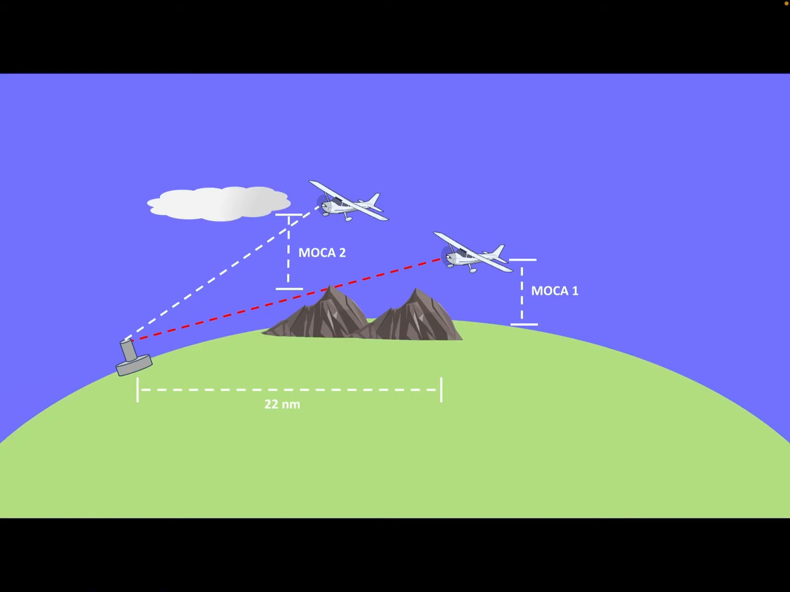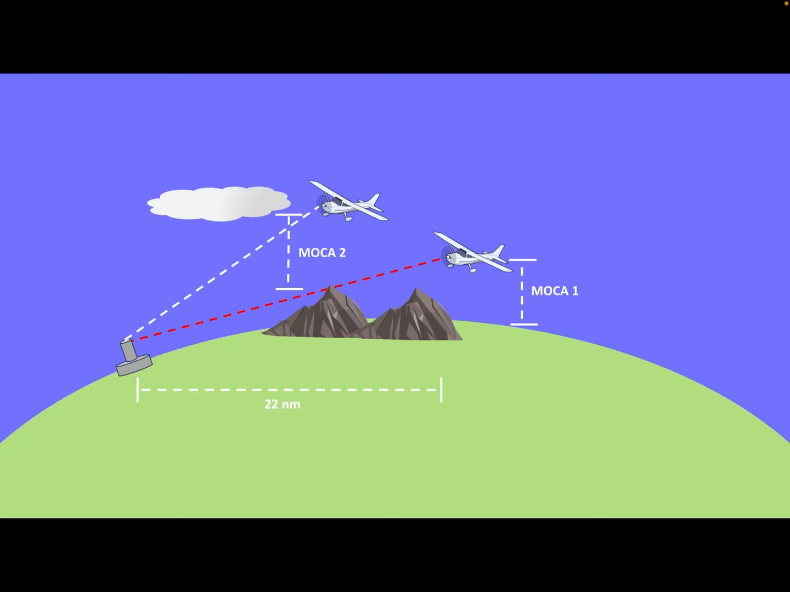So here we have the aircraft at MOCA 2 and an aircraft at MOCA 1. With MOCA 2, the aircraft is well within the 22 nautical miles, so we can ensure that we have good VOR coverage. At MOCA 1, the aircraft using MOCA 1, we are just beyond that 22 nautical miles, and you can see that the VOR line of sight is being obstructed by that terrain.